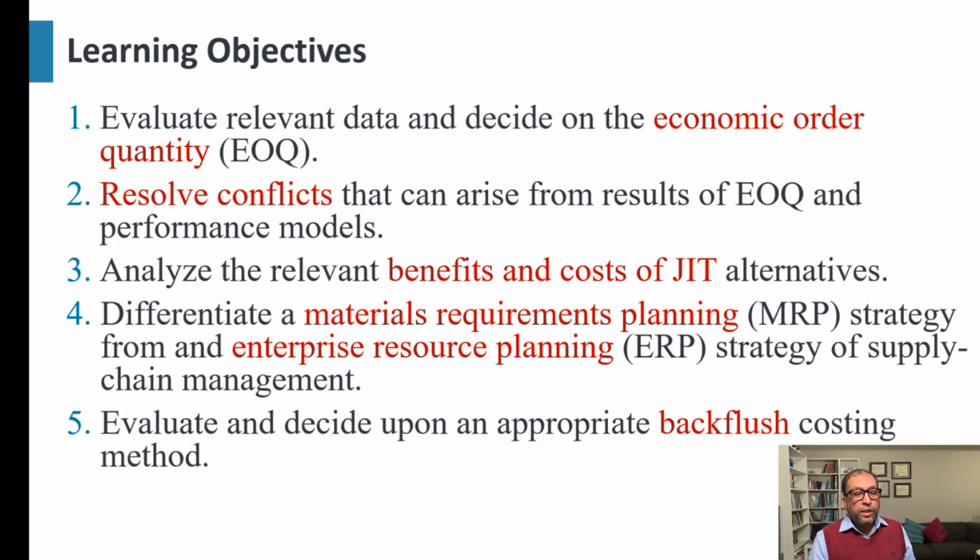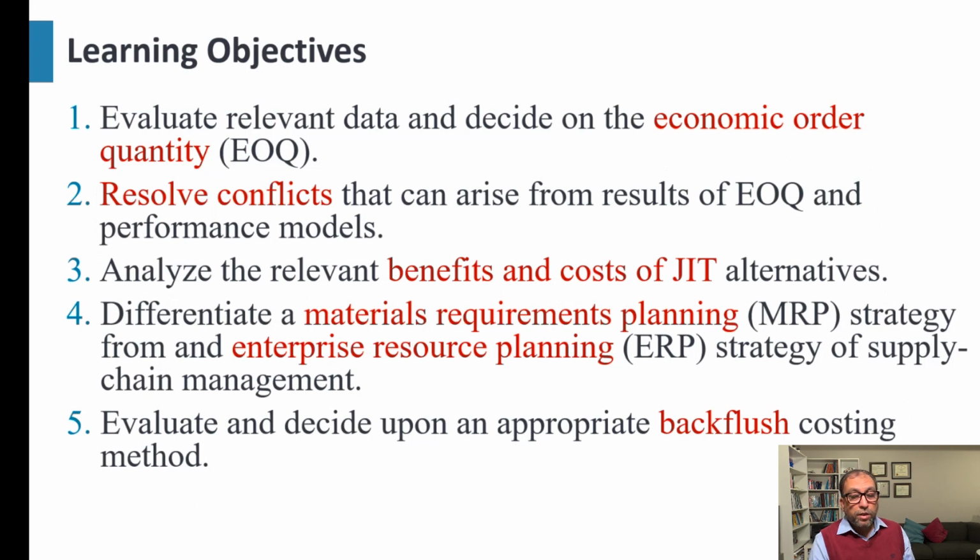We want to evaluate relevant data and decide on the economic order quantity. We discussed this before as well, what an economic order quantity is. Resolve conflicts that arise from the results of EOQ and performance models. Analyze the relevant benefits and costs of JIT, just in time, alternatives.